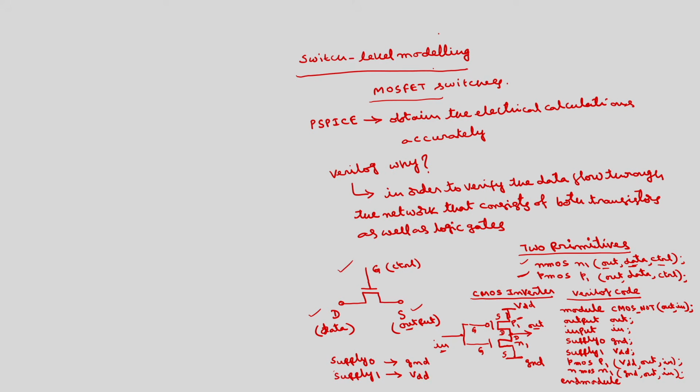Now I will take some other gates, the universal gates such as NAND and NOR, and see how to represent the Verilog code corresponding to these gates. If I take a two input NAND gate, the circuit diagram of this two input NAND gate has two NMOS and two PMOS FETs.